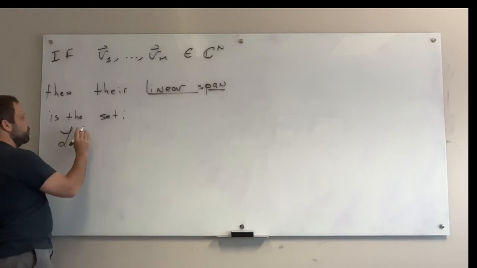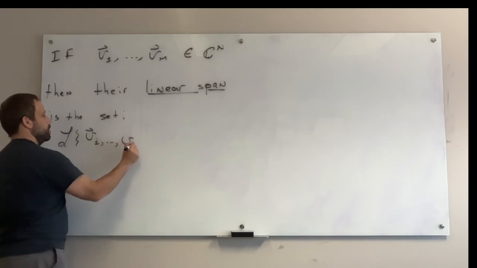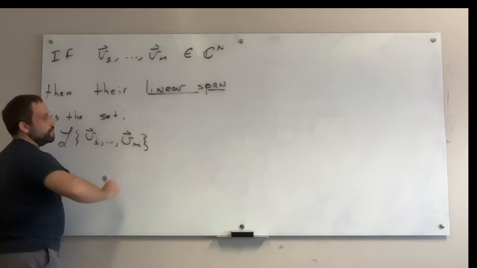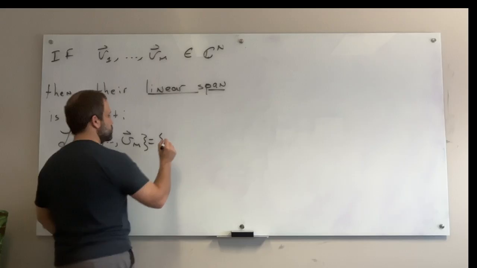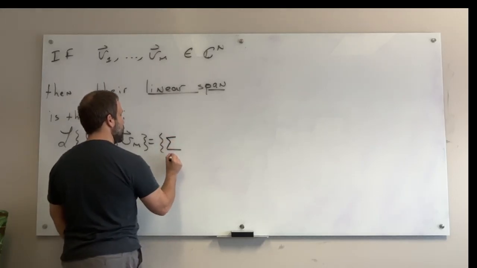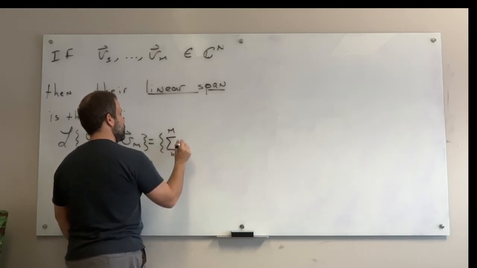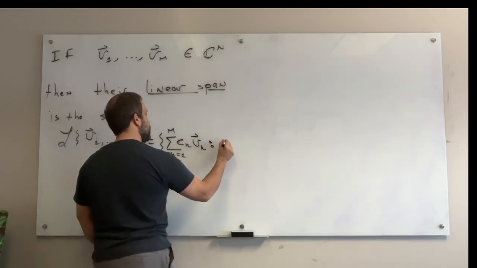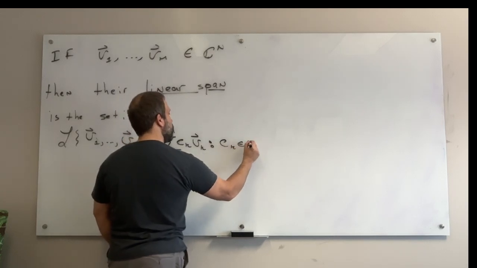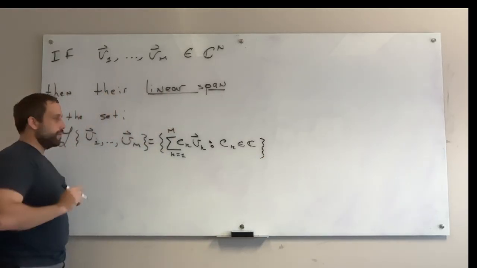So L, and then we'll put the vectors. So this is like a fancy L, v1 through vm. Okay, so this is going to equal the set of all linear combinations. So we're going to look at sums of the form sum from k equals 1 to m of ck vk, such that the ck's are complex numbers. So again, this literally just means the set of all linear combinations.